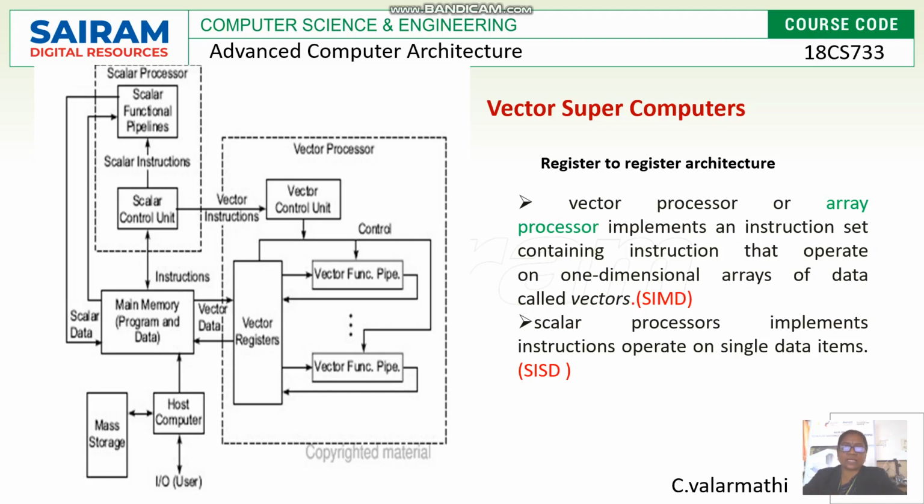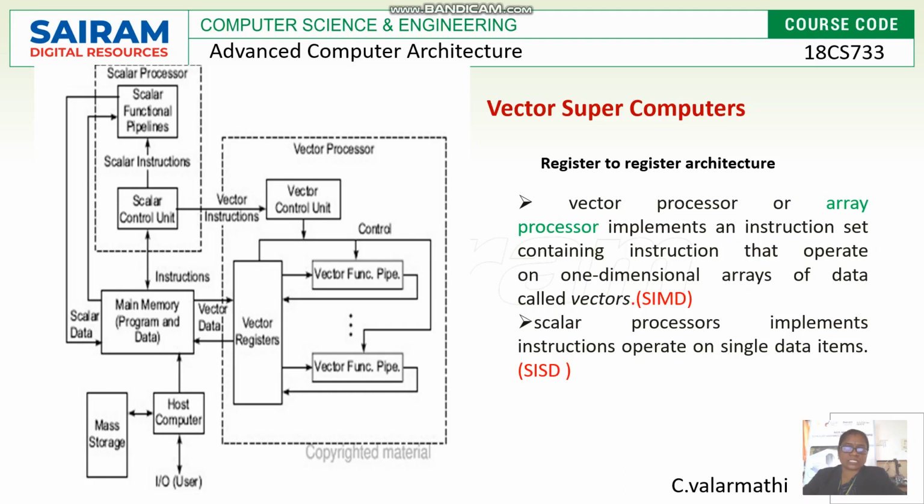The computer which has the vector processors together with the scalar processing units is called a vector supercomputer. I'll repeat once again. A computer which has the capability of executing vector instructions and which has the capability of executing scalar instructions together is called a vector supercomputer.